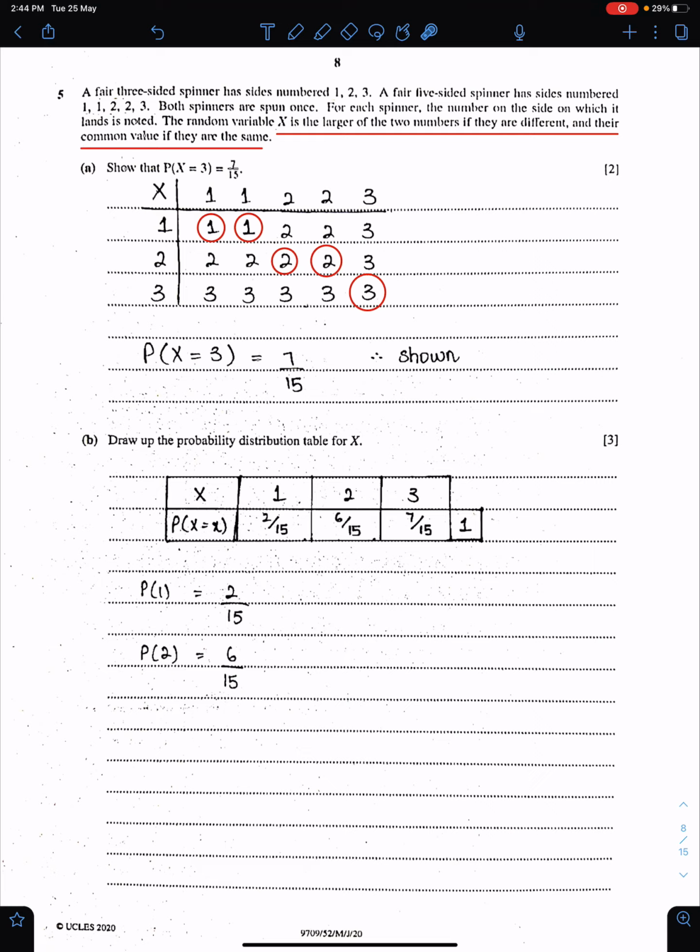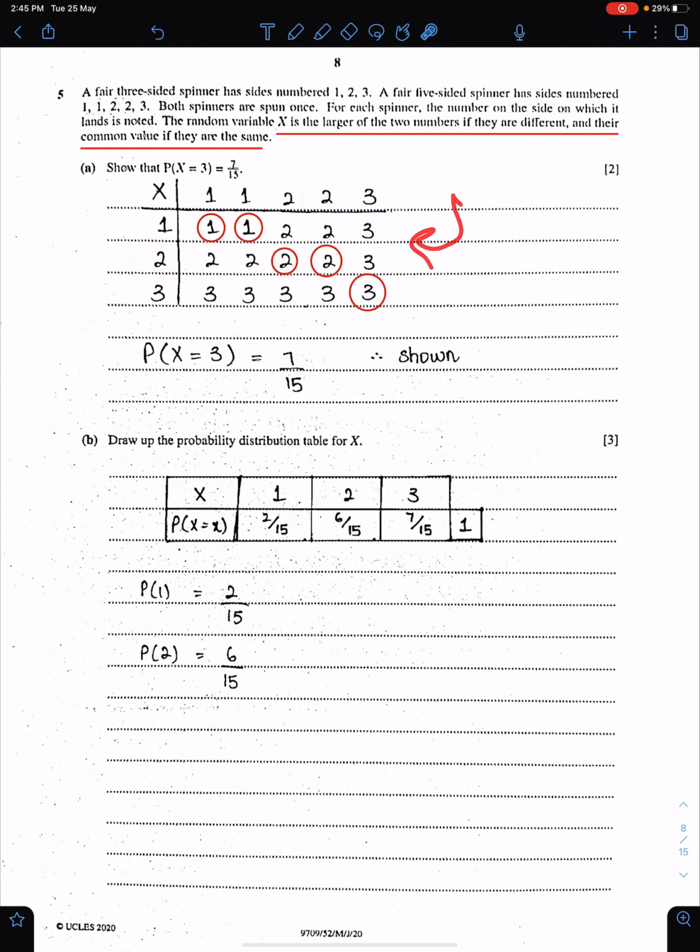If there are different numbers, then x will be the larger of the two numbers. Let's suppose we have 2 on spinner 1 and 1 on spinner 2. So the score will be the larger number, 2. And if the numbers are the same, for example 2 on spinner 1 and 2 on spinner 2, then the score will be the same, 2. This condition is very important. X is the larger of the two numbers if they are different, like in this case 2, 1, so the score is 2. And their common value if they are the same, 2, 2, so 2.